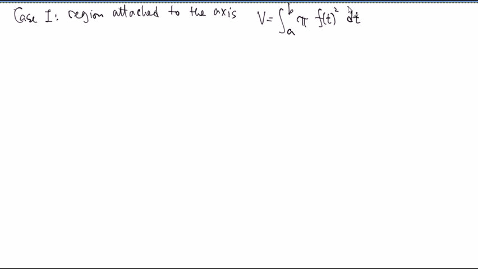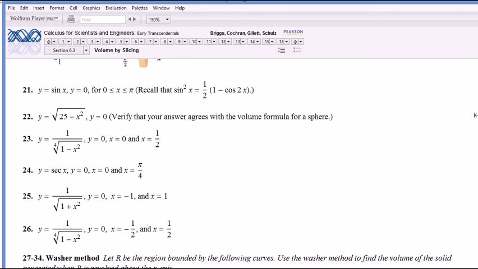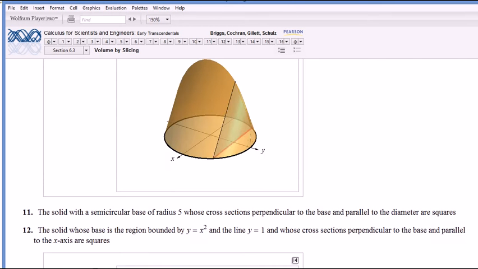In case 2 is region detached, or not attached, to the axis. So students find this part a lot more confusing than the other, and I think I need to use that animation again. Hope this time it's going to work.